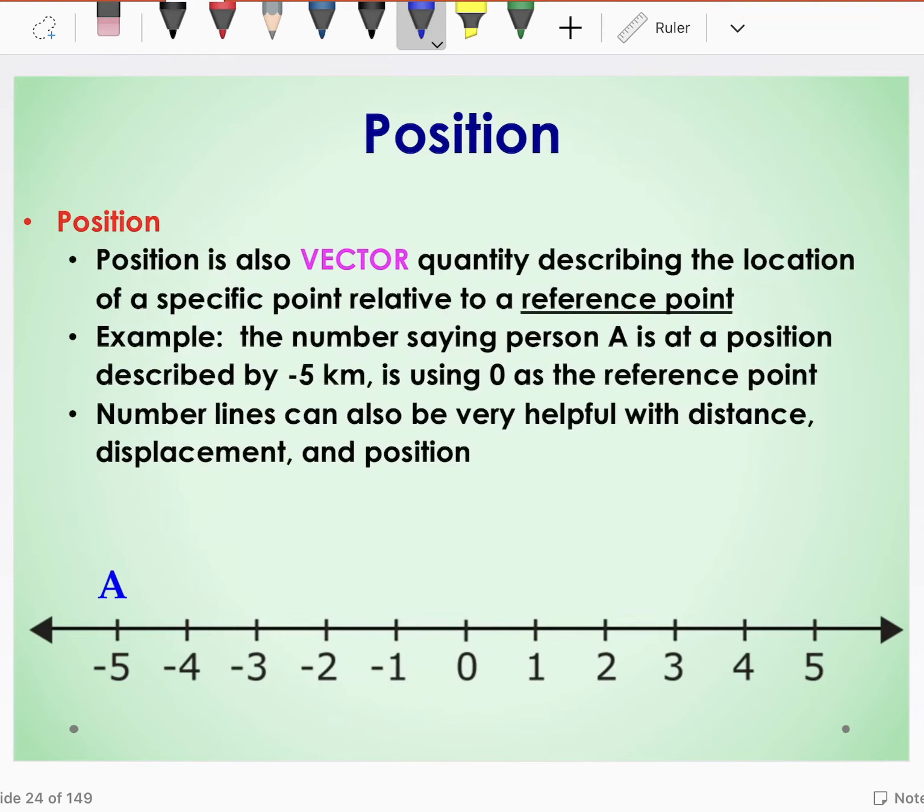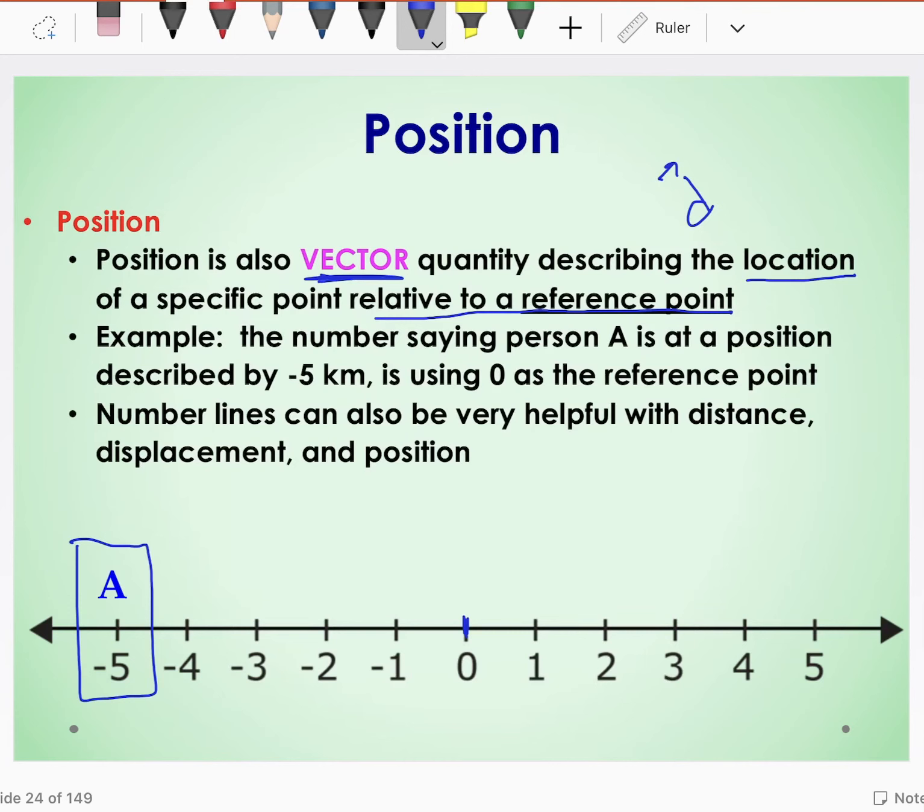All right, then we have position. Position is also a vector quantity, and it actually has the same symbol as displacement. The difference is that if you're given the position of an object, that means it's describing the exact location of that object relative to a reference point. So for example, if person A is at a position described by -5, that's using 0 as a reference point. So that is the exact location of that person.